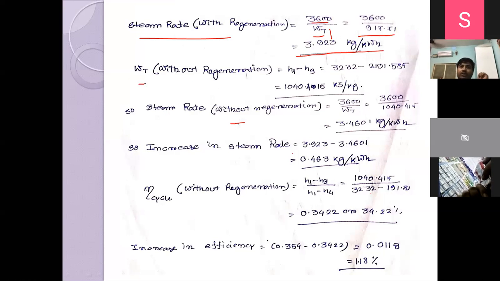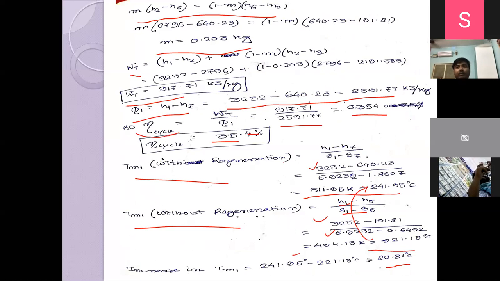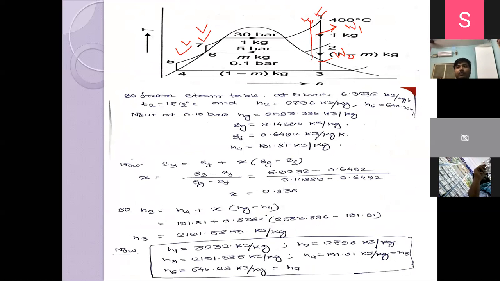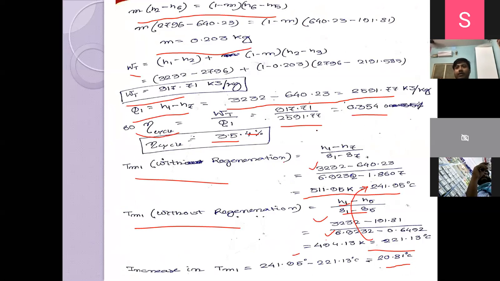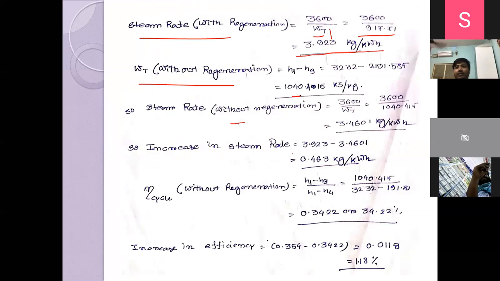Now without regeneration, what will be the turbine work? It will be simply H1 minus H3. Okay, so it will come like this. You can see it is more than this, because WT without regeneration is more. But I have told that the net increment of the efficiency will be more. Okay, let us come to the next part. I will tell you, and you will be able to understand from this.